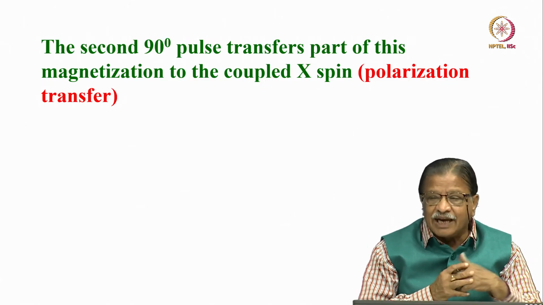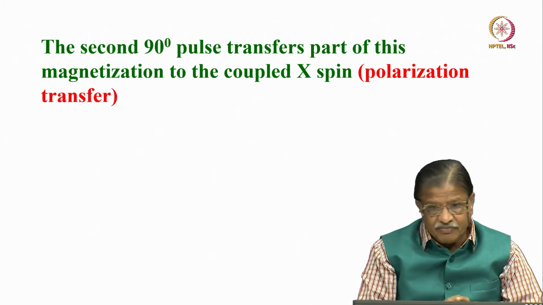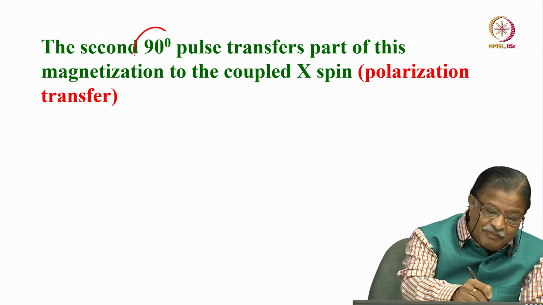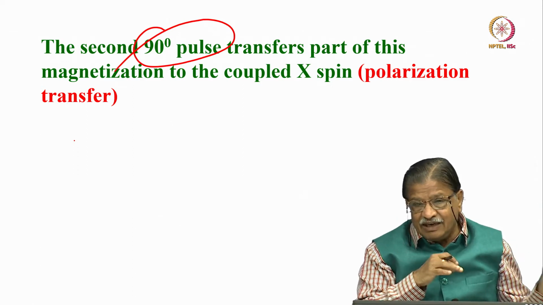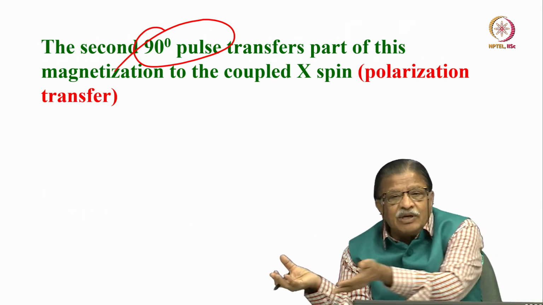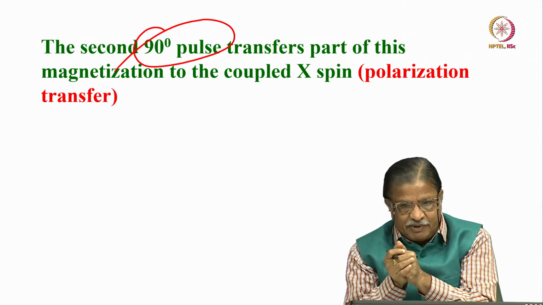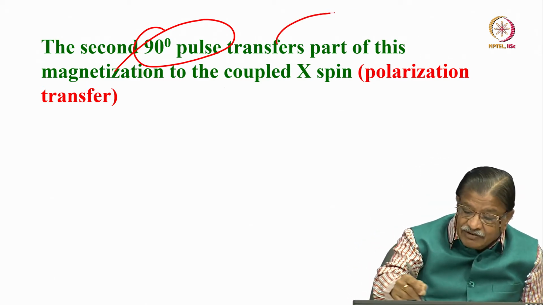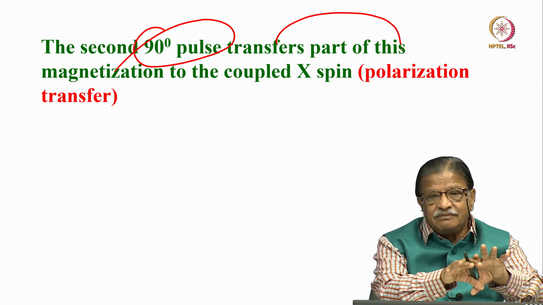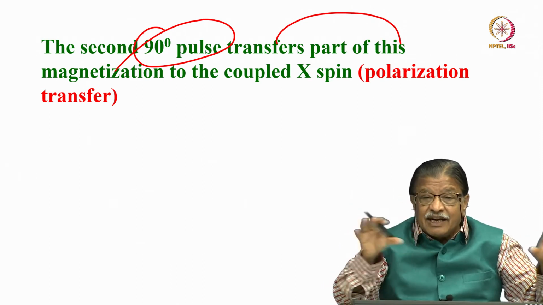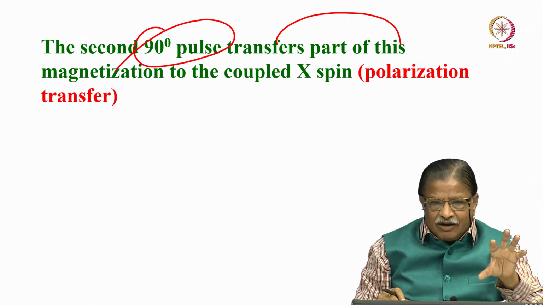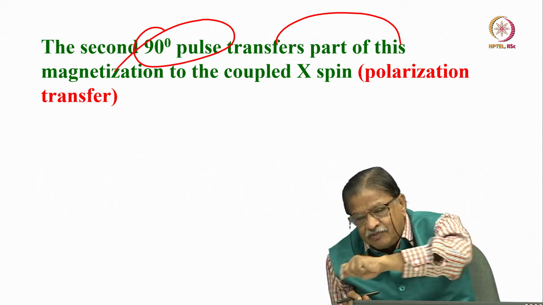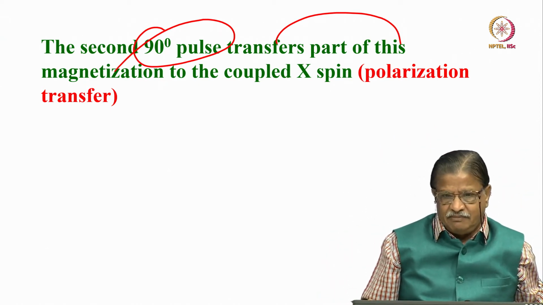Next, what does the second pulse do? That is what we understood for the single spin case. The second 90 degree pulse does something different here. In the single spin case, there was no coupled spin. It continued to evolve at the same frequency and gave a diagonal peak. Now, we have coupled spins. The second 90 degree pulse transfers part of its magnetization to the coupled X spin. A and X are coupled. So, A is not only evolving during T1, when you apply a second 90 degree pulse, it transfers part of its magnetization to X spin. That is what is mixing.